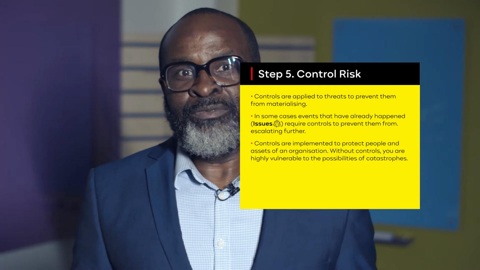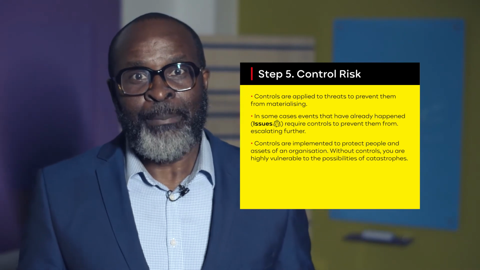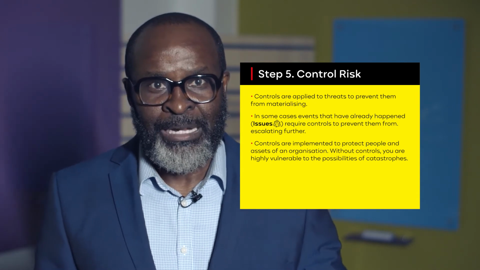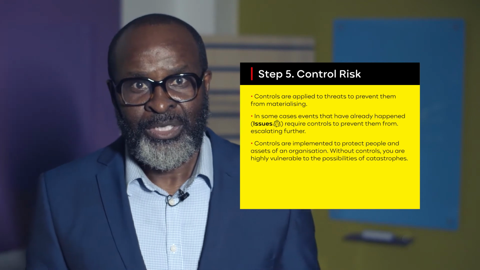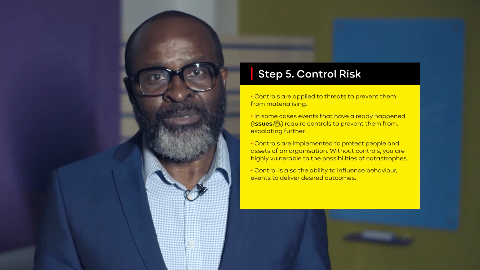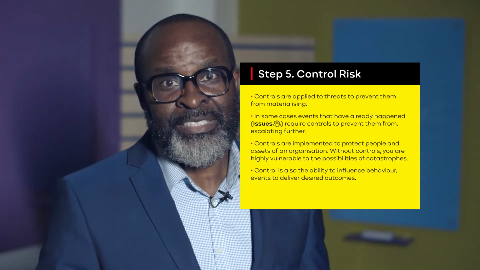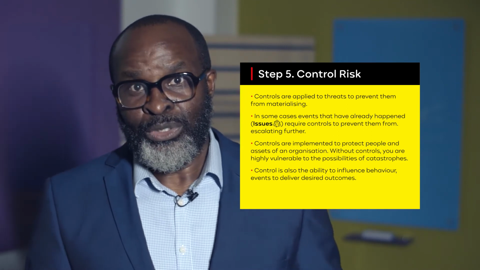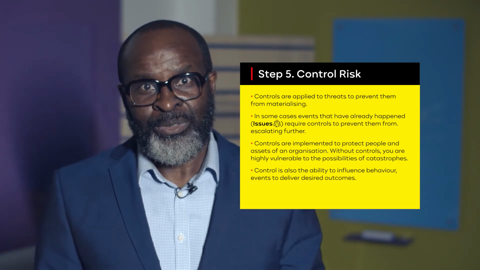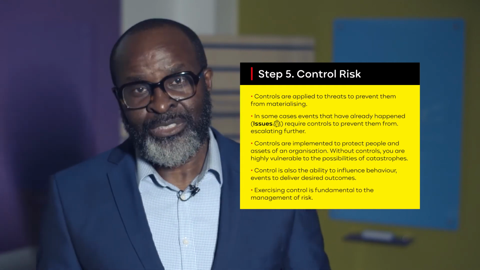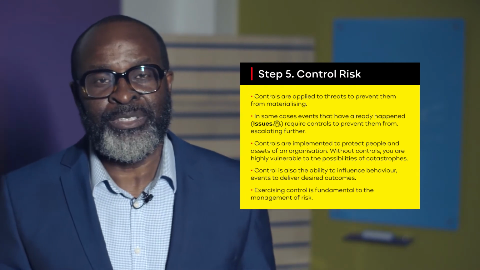Without controls, you are highly vulnerable to the possibilities of something bad happening, some catastrophe. So definitely you have to have controls to prevent this from happening. At the end of the day, it's going to affect you and your business. So bear this in mind. Control is the ability to influence behavior, because you need to influence the behavior of people within the organization to be able to ensure that threats do not materialize. So control is the ability to influence behavior and also events so that you can get your desired outcome. Exercising control is fundamental, absolutely, to the management of risk.